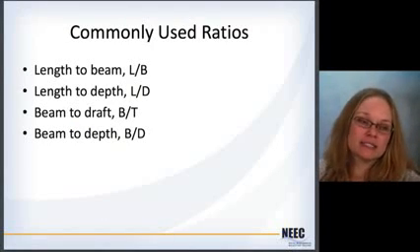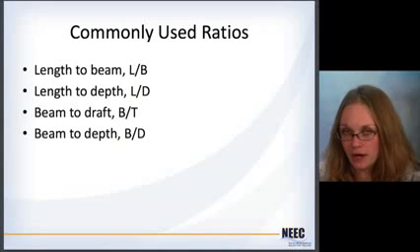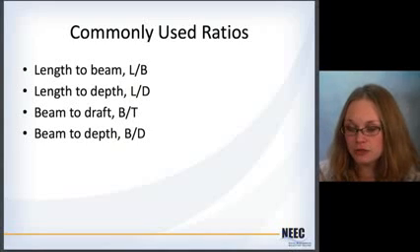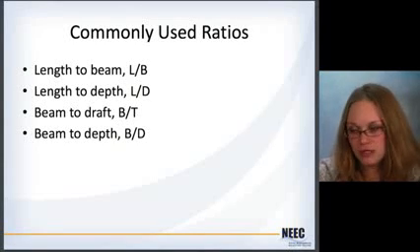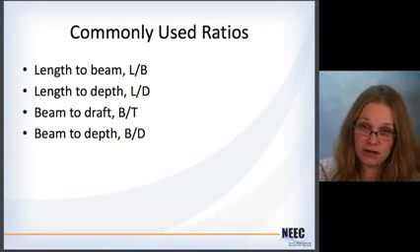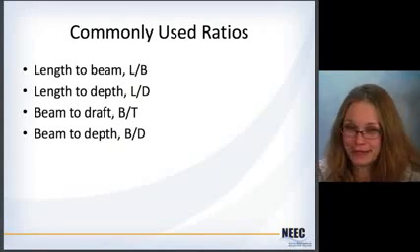All right, so now we've got some of these numbers. We can start to use them to compare ships. Some commonly used ratios are length to beam, length to depth, beam to draft, and beam to depth. So again, just know these, remember what they are. They're not very inventively named. There's L over B, that kind of stuff.